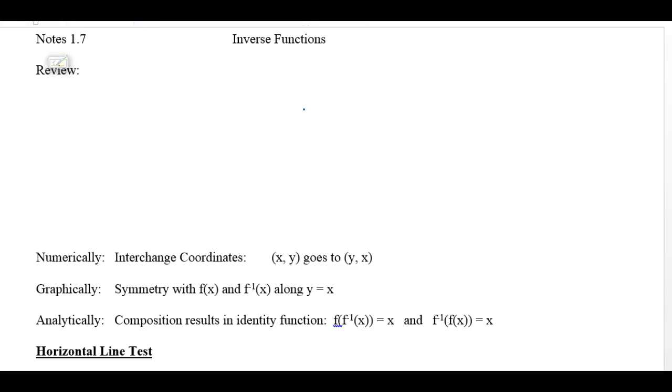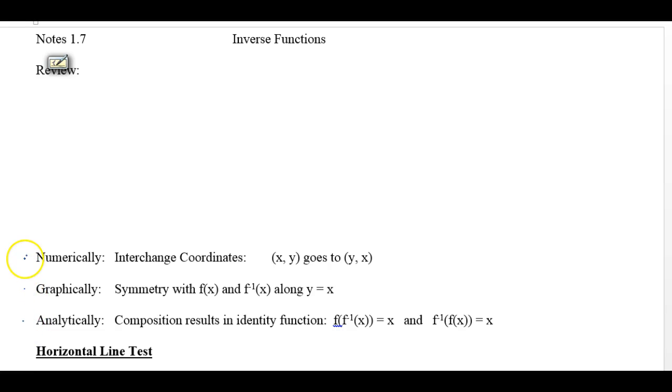All right, 1.7 is about inverse functions, and these are things that you've learned about in Algebra 1 and Algebra 2, so we're going to start with a review. Inverse functions, there's three ways you can find them: numerically, graphically, and analytically.